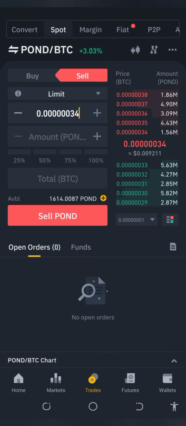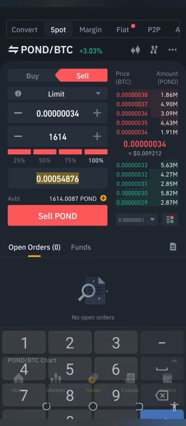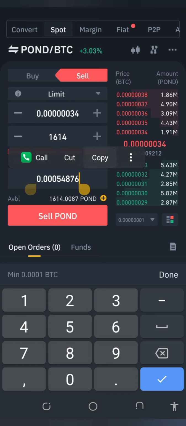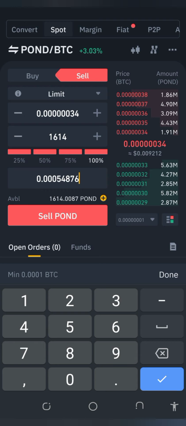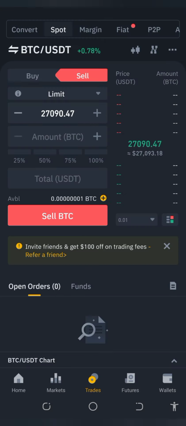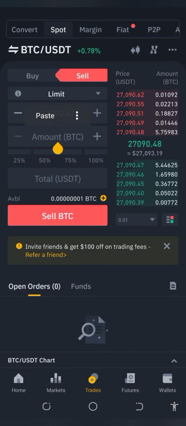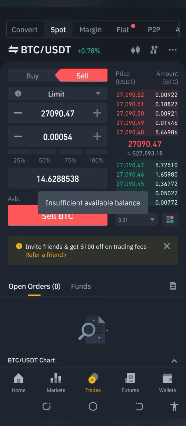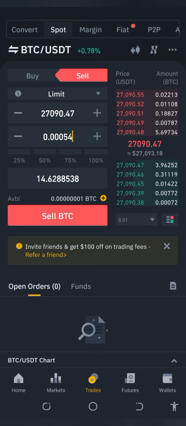Wow. Let me see if I get everything here. I'm going to get 54876. Okay, so what is this going to give me if I go and sell this? Let me just go and see whether if I try to sell this, what will I get? Oh, no. We're getting 14.62. Oh, that's the reason why. Okay, now I get it. If I change that, good.